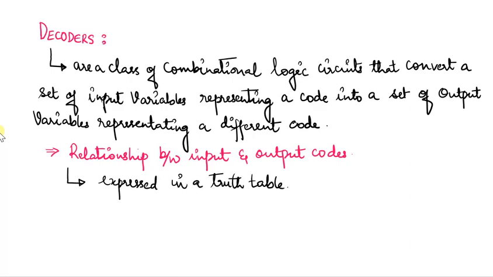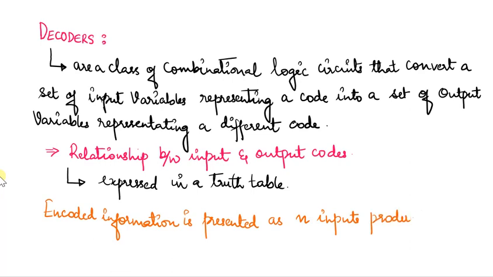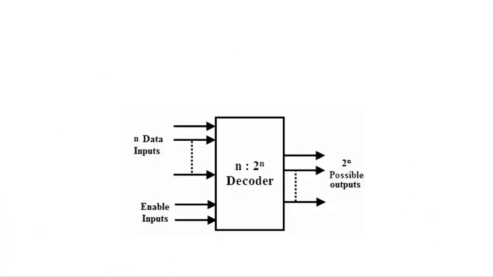So the encoded information is presented as n inputs producing 2 to the power n outputs, and the 2 to the power n output values can range from 0 to 2 to the power n minus 1. Decoders usually have enable inputs in order to activate or enable the decoded outputs based on the data inputs. So in this particular tutorial, when we are discussing, we do not use the enable input pin.